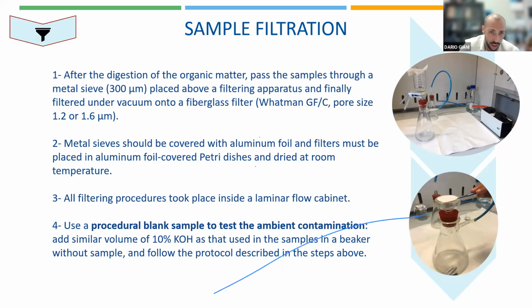And this is a crucial step. It's very important to use a procedural blank to test the airborne and ambient contamination. And for this, we can use a similar volume of KOH at 10% in a beaker without sample, and follow the protocol that I described now.